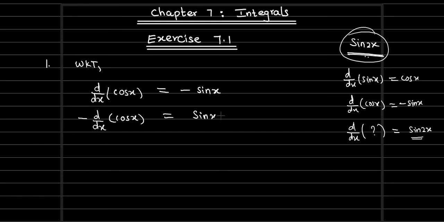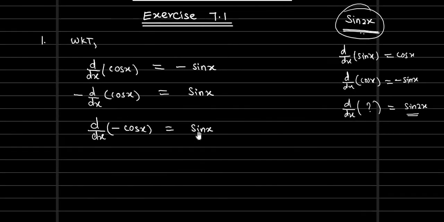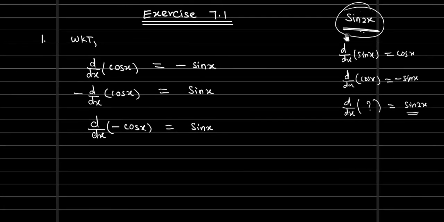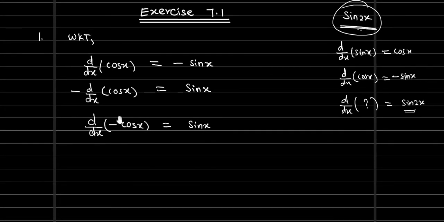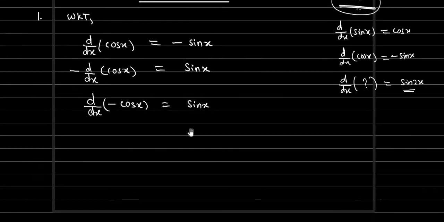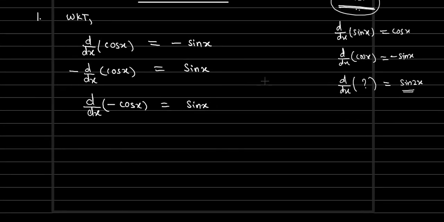So the minus sign we can take inside now. So d by dx of minus cos x, the differentiation is sin x. Okay, and do we want only sin x? No, we actually want sin 2x. So if we want sin 2x, what changes do we have to make here? Cos 2x differentiation should give sin 2x, right? So wherever we have x, we are going to rewrite it as 2x. And we are going to verify whether the last equation is correct or not.